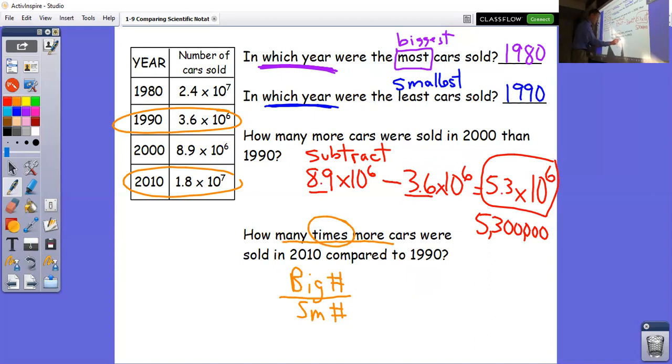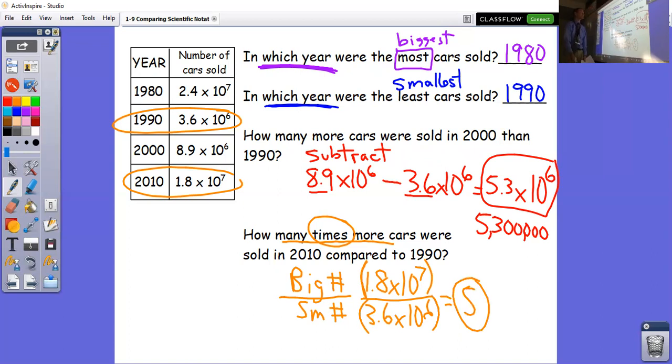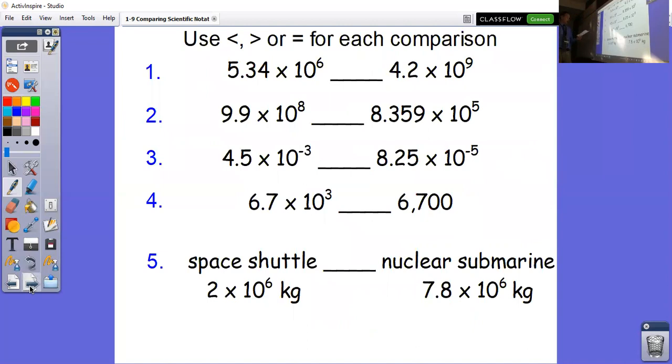So we want to do the bigger number, 1.8 times 10 to the 7th, divided by the smaller number, 3.6 times 10 to the 6th. When you divide those, I would type them right into the calculator. Remember, you need parentheses when you divide in the calculator, and you get an answer of 5 times more. So be very careful there. Go ahead and try these 5 questions, please.